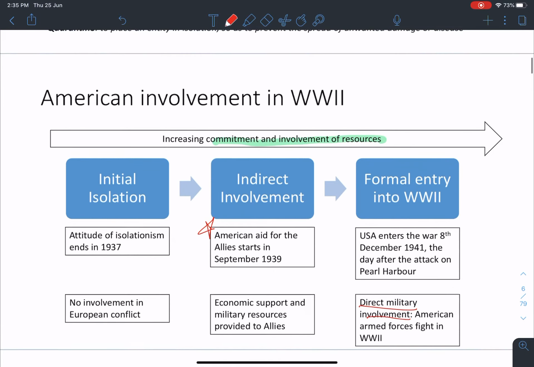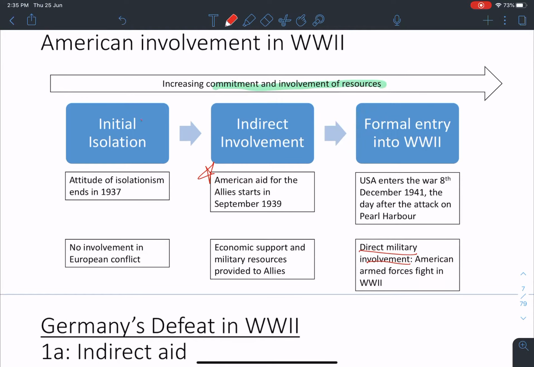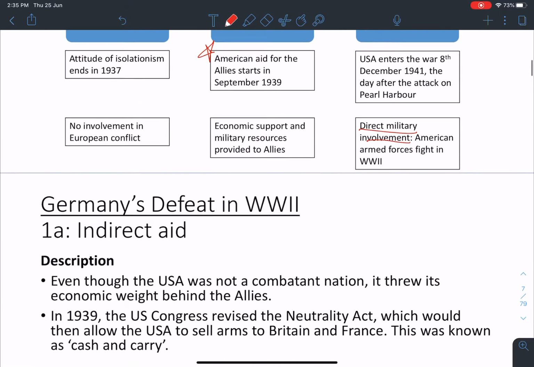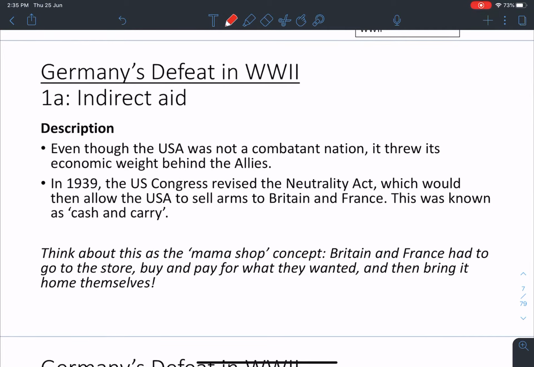So we are going to look at two things. We have already covered this. We are going to look at this, then we are going to look at this. So indirect aid: even though the USA is not a combatant nation, that is to say, no troops committed to the fight, they did send economic aid. Basically they are sending resources to Britain and France, the other allied countries.